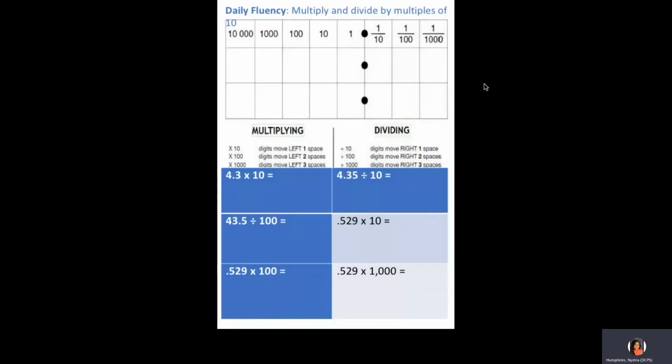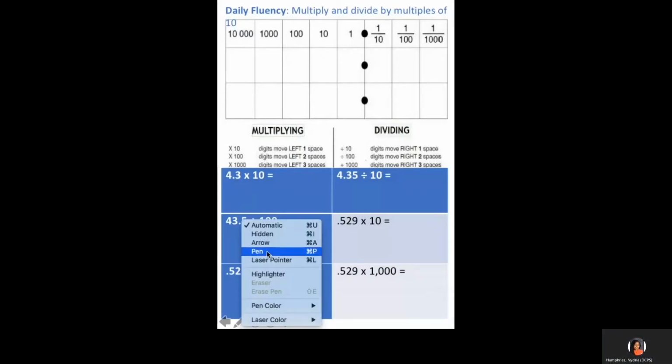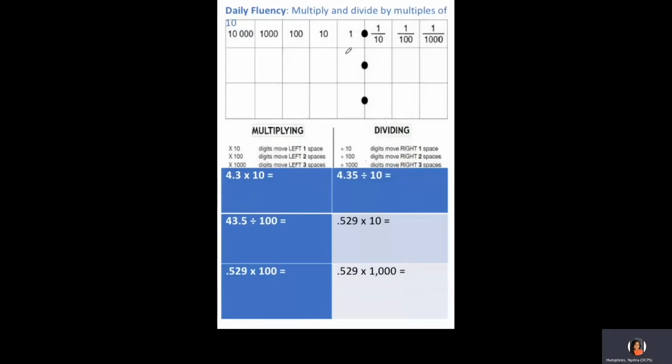All right, so for our daily fluency for week 8, day 3, we need to multiply and divide by multiples of 10. Let's look at 4 and 3/10. Let's put that into our chart up here. So 4 and 3/10. All right, so how many spaces do we need to move? Well, let's move one space to the left.